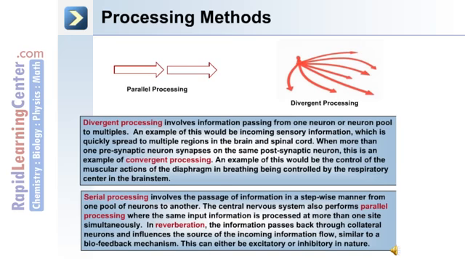Serial processing involves the passage of information in a stepwise manner from one pool of neurons to another. The central nervous system also performs parallel processing, where the same input information is processed at more than one site simultaneously. In reverberation, the information passes back through collateral neurons and influences the source of the incoming information flow. This is similar to a biofeedback mechanism. This can either be excitatory or inhibitory in nature.